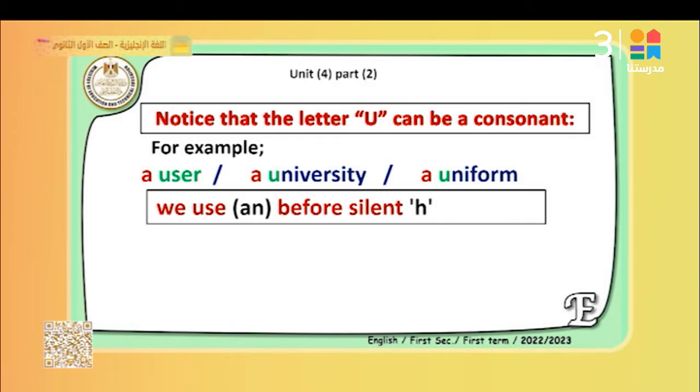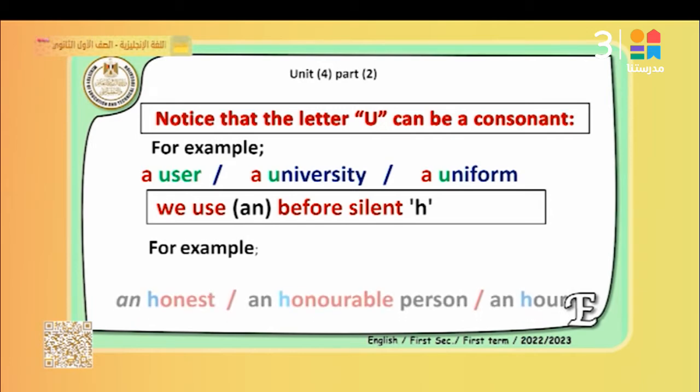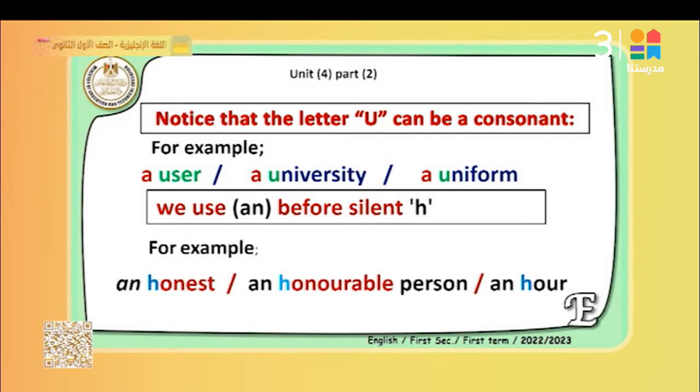Again, look at the letter H. The letter H is not a vowel, but when it is silent, when we don't pronounce it, we use an. Look at these words, for example: an honest man, an honorable person, or an hour. Here the letter H is not a vowel, but we don't look at it at all because it's silent. So we use an honest, an honorable, or an hour.